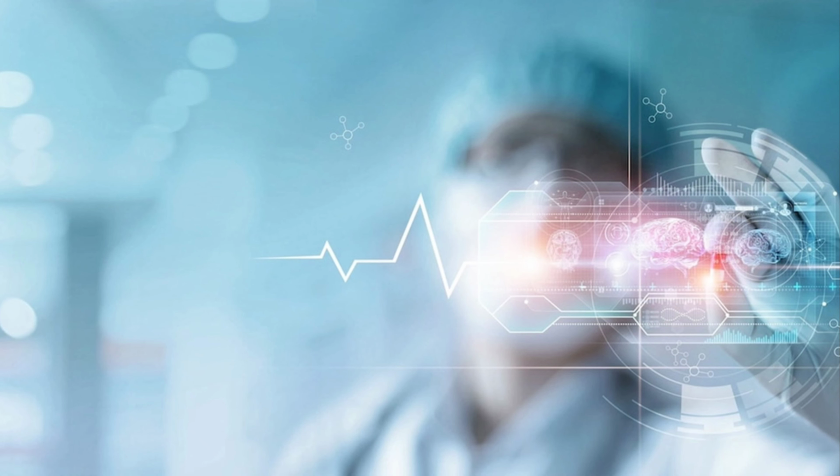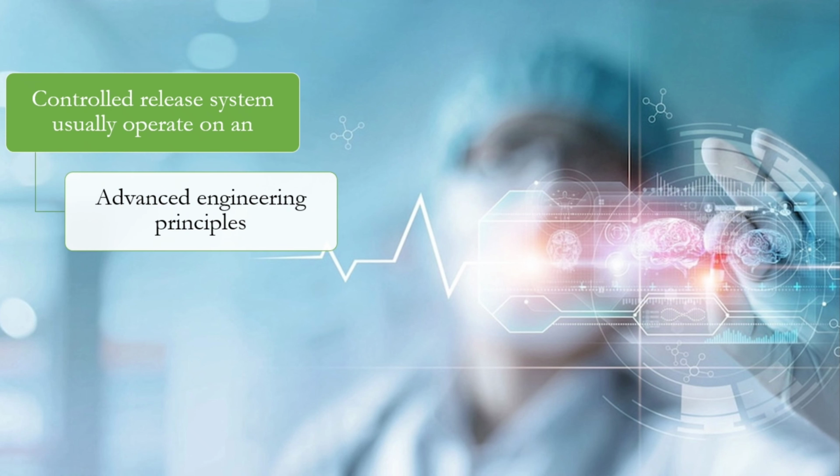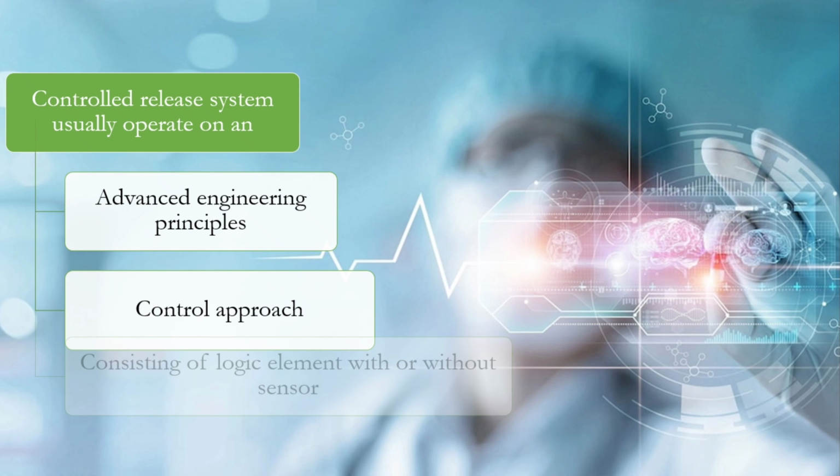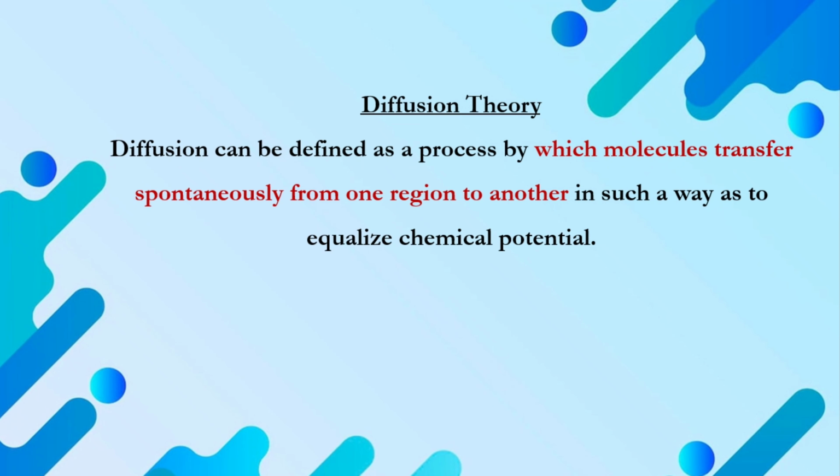A controlled release system usually operates on three things, namely, advanced engineering principles, a control approach, and logic elements with or without a sensor. Before going into the topic of rate pre-programmed delivery system, we must know something about the diffusion process, as this rate pre-programmed drug delivery system works based on Fick's law of diffusion. Let's now see the diffusion theory.